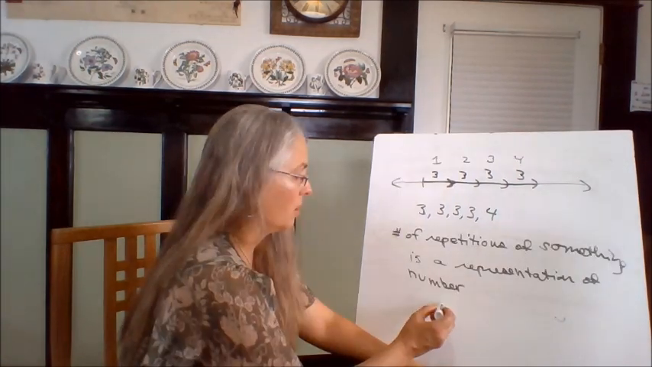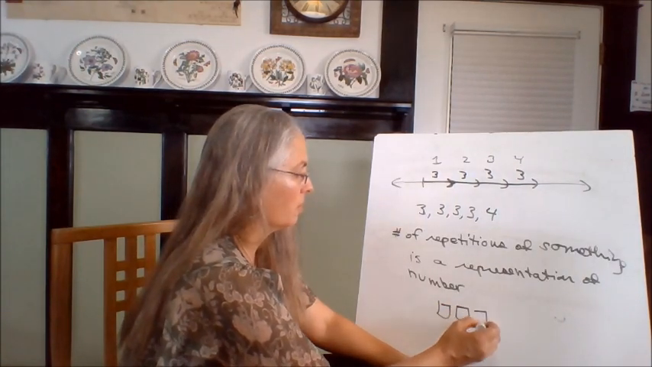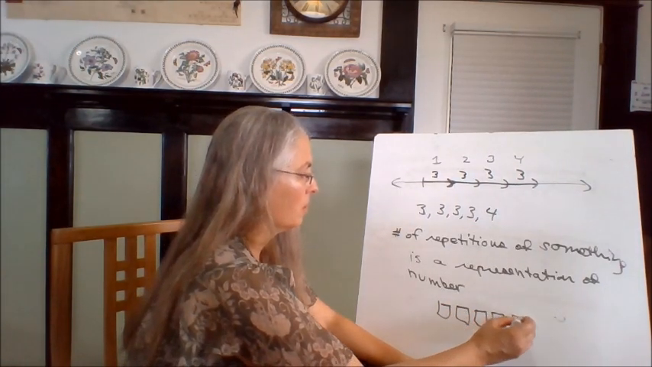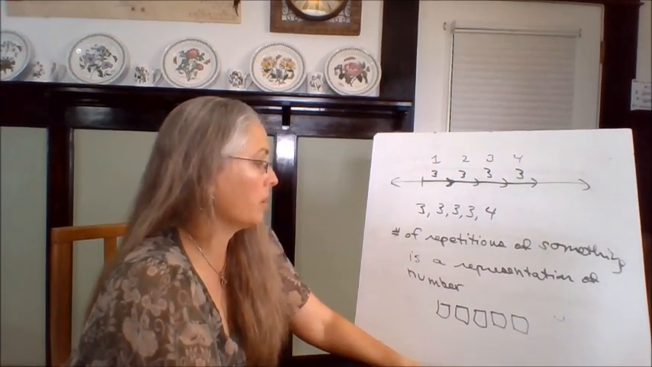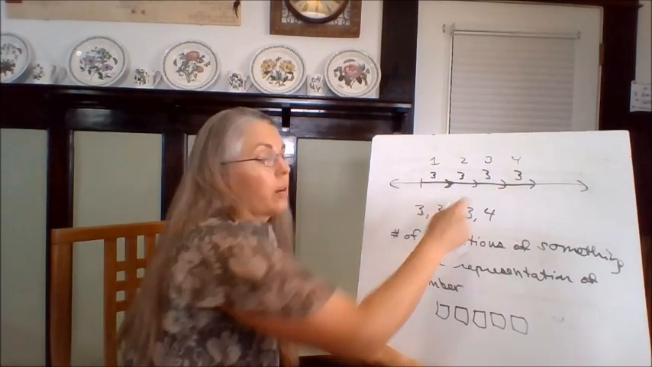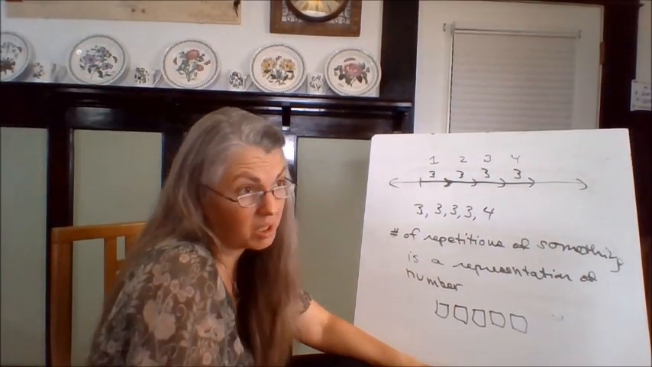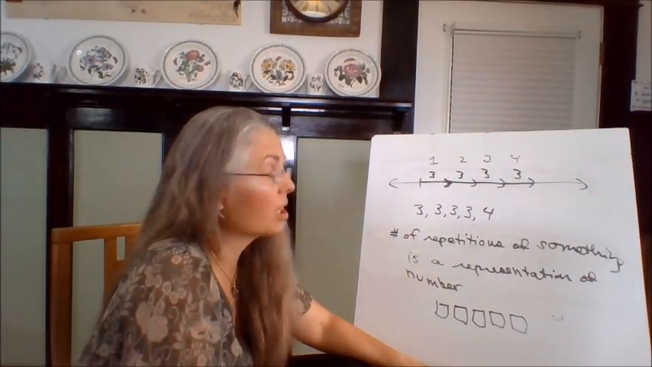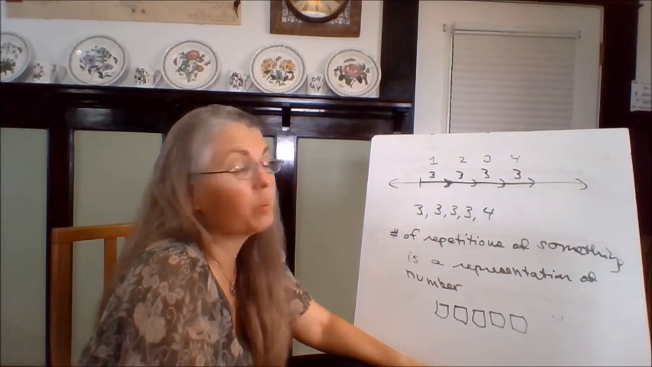So say here's a bunch of squares, right? What number does that represent? I can say, well, I see the number 5 because I count 5. Here I see 4 arrows, so it represents the number 4. Does that make sense? Any other number that you might see represented there?